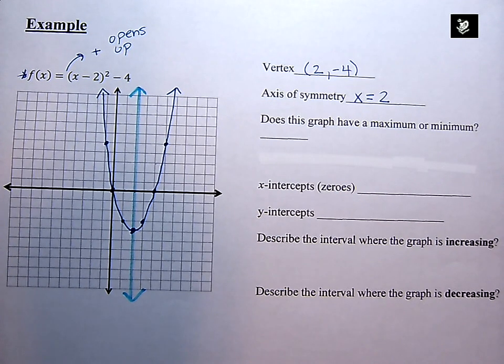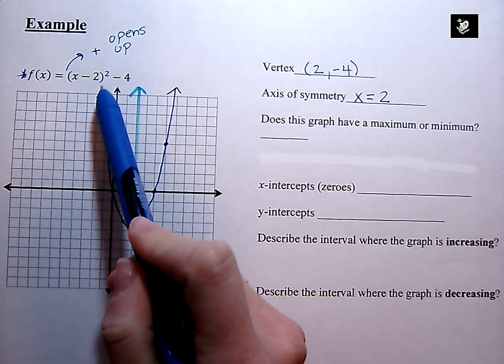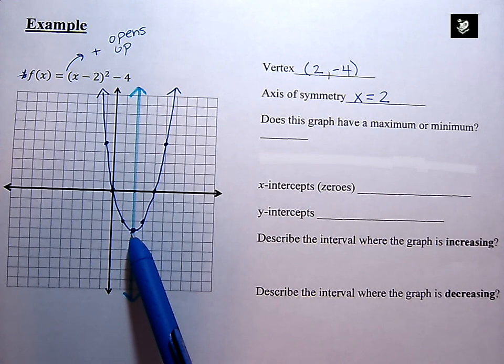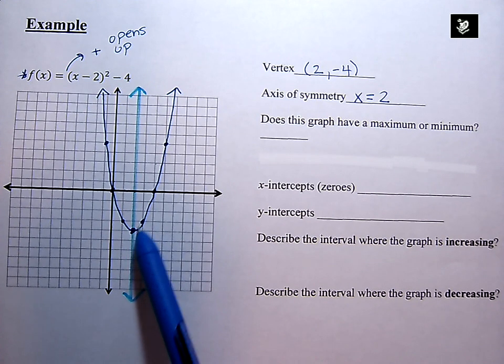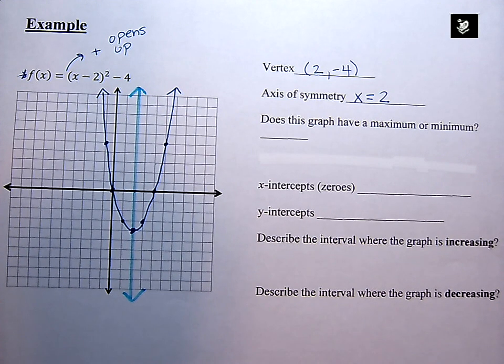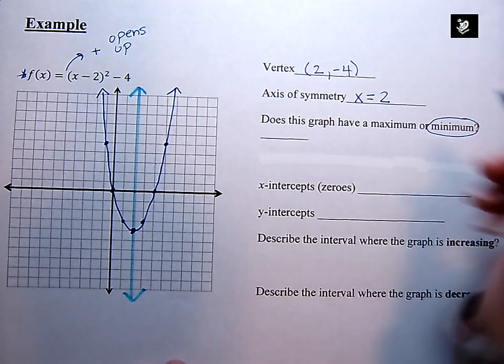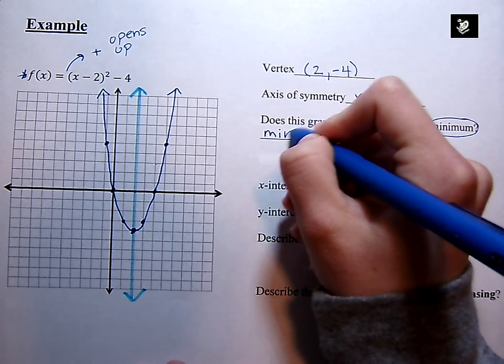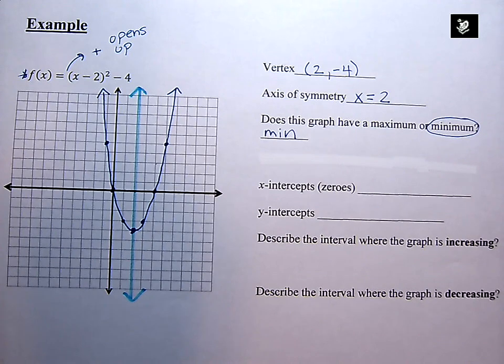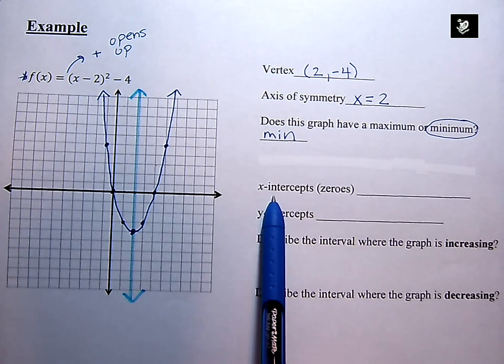Does this graph have a maximum or a minimum? Well, I'm going down, I'm hitting my lowest point and then turning. So since it's the lowest point, it's going to be a minimum. If I graphed correctly, I should be able to look here and figure out what my x-intercepts are.